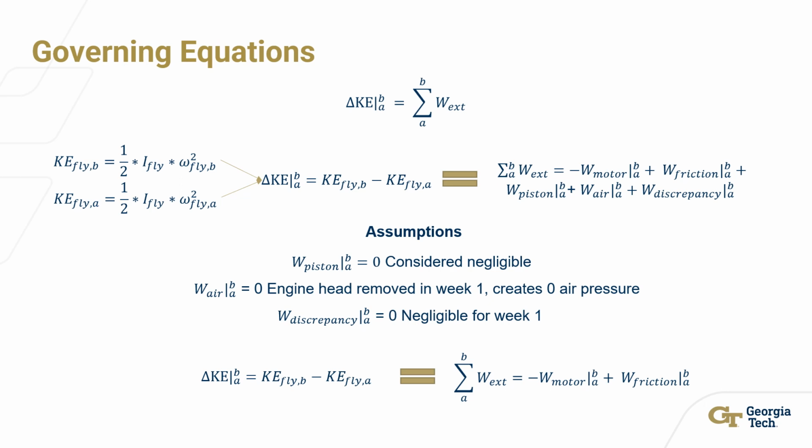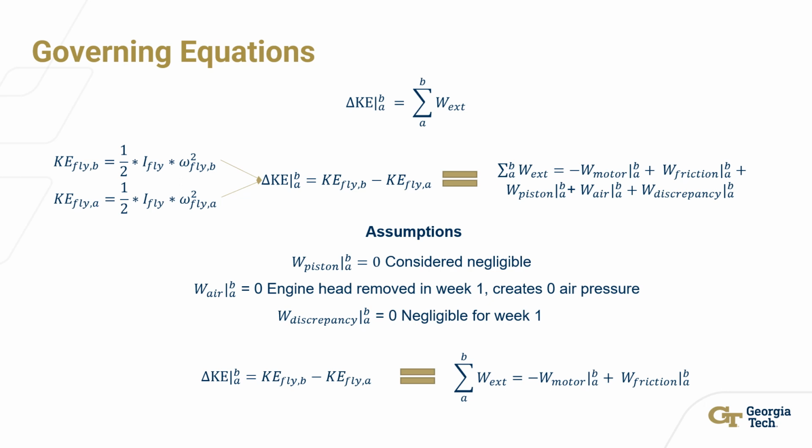These are the governing equations that will drive all further calculations and understanding of the IC engine. The change in kinetic energy of the flywheels from rest at position A to steady state at position B is equivalent to the summation of work on the system. The summation of work on the system includes the work of the motor, the work of friction, the work of the piston, the work of air, and the discrepancy work.